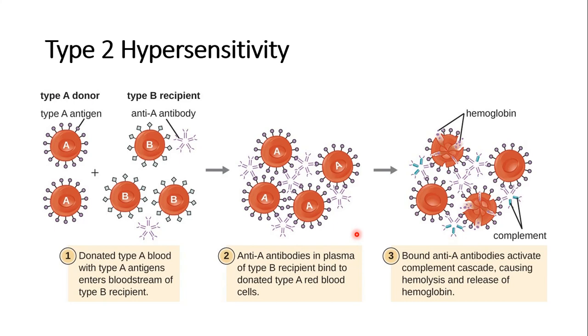Examples of this cytotoxic hypersensitivity reaction include the transfusion of mismatched blood type and autoimmune hemolytic anemia. This is an example of cytotoxic hypersensitivity reaction.